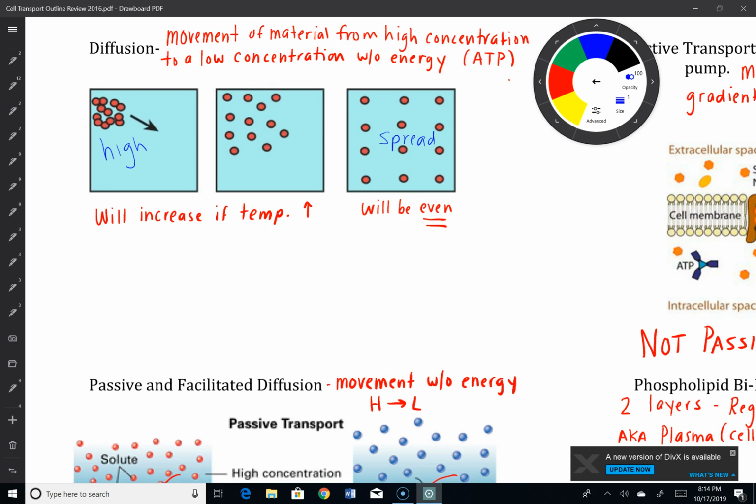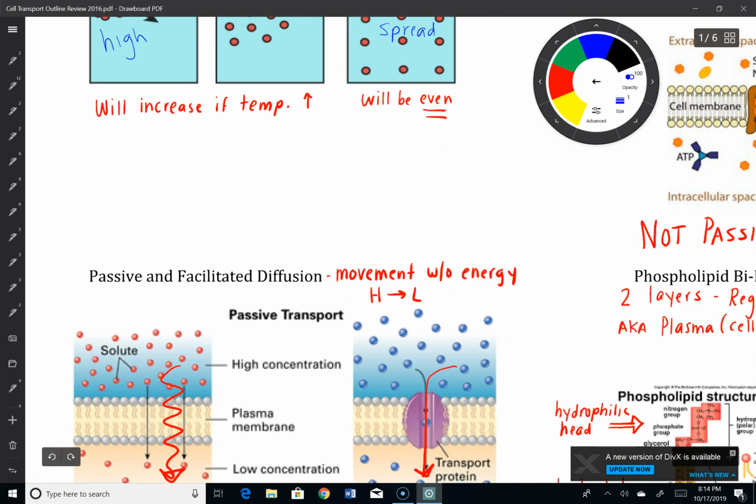Next, we're going to move on to the movement of material possibly through a membrane. And we have passive and facilitated diffusion. Once again, they're both in the diffusion family. So you will see that it is movement from high to low concentration with no energy. Now, passive transport is this kind of really big overriding theme. The passive transport is basically moving from high to low with no energy.